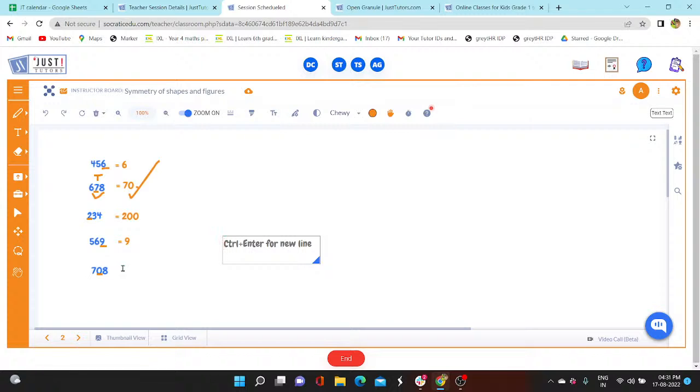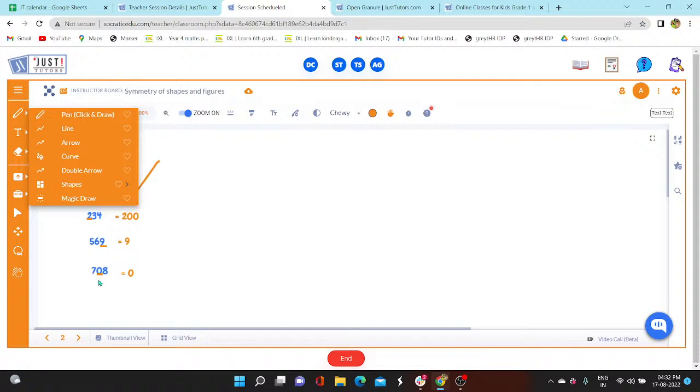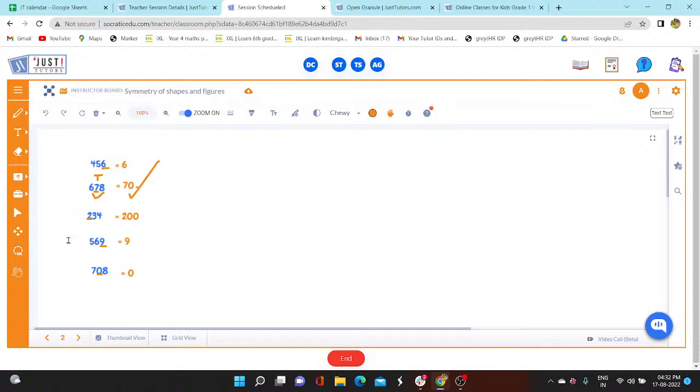Now the last one, the place value of 0 in the number 708 is the 0. Why is it a 0? Because it's in the tens column, but it doesn't have any value. The 0 has no value. So we would have to write just a 0 as its place value.